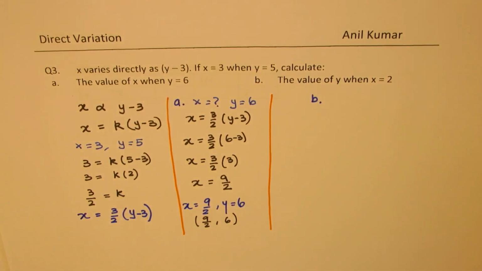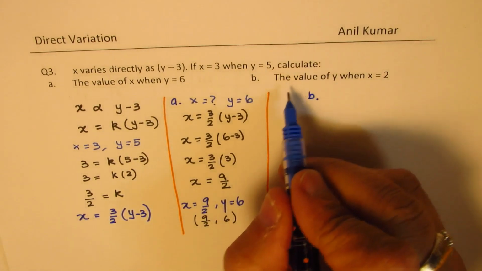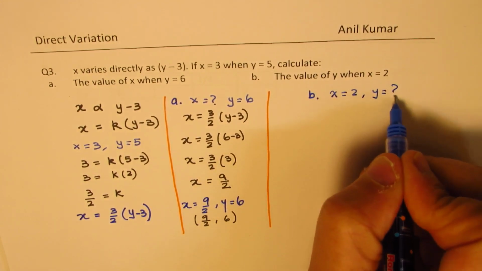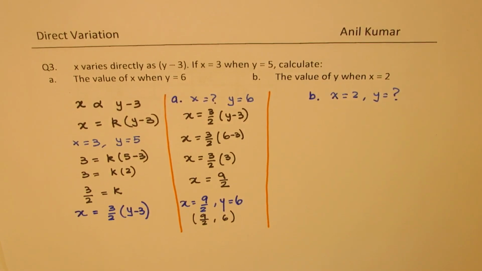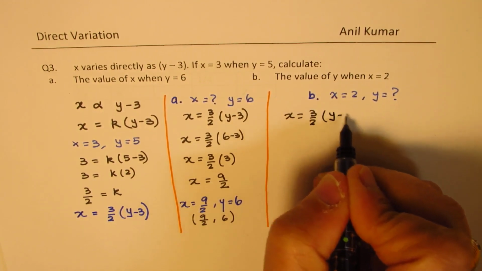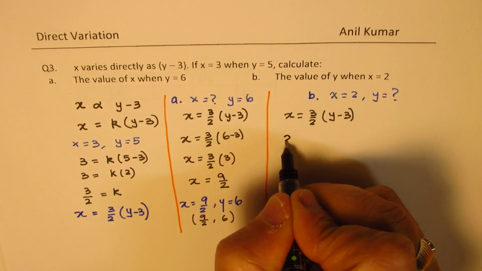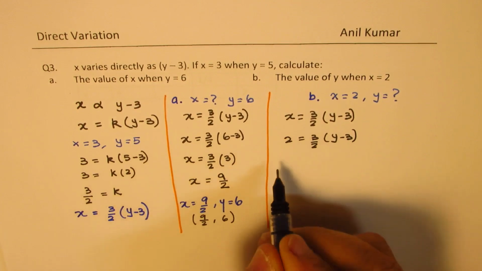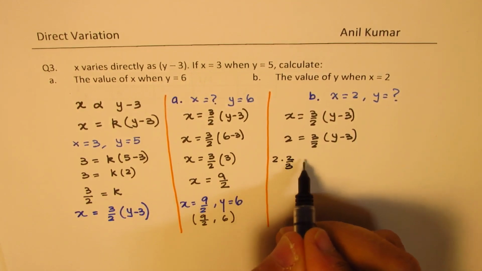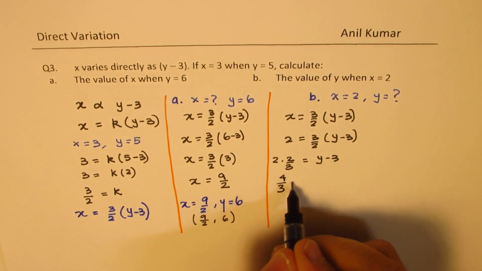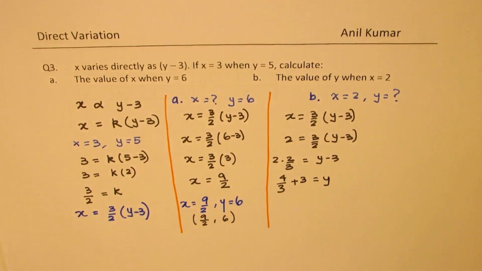Let's now figure out how to solve part B. Here we are given: calculate the value of y when x is 2. So we are saying x is 2, you need to find what y is. The relation to begin with is x equals 3 over 2 times y minus 3. x is 2, so let's write it here. 2 equals 3 over 2 times y minus 3, right? So we'll cross multiply. So you get 2 times 2 over 3 is y minus 3. So we have 4 over 3. Bring 3 to this side, equals y.